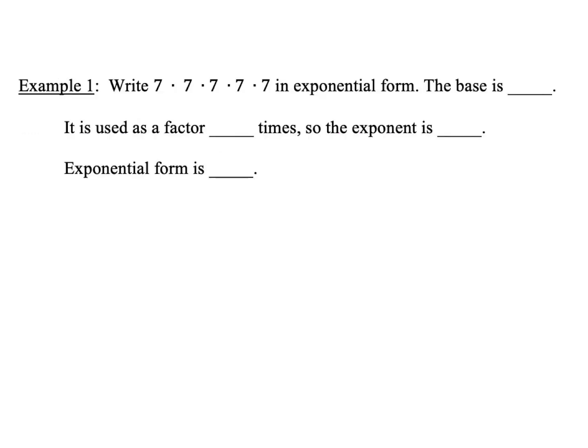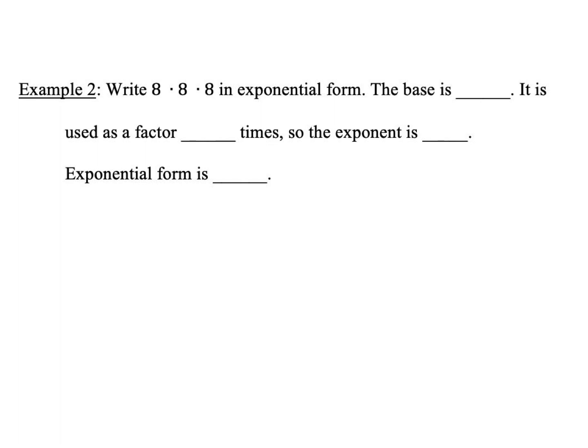So let's look at example number 1. We want to write 7 times 7 times 7 times 7 times 7 in exponential form. The base is 7. It is used as a factor 1, 2, 3, 4, 5 times. So the exponent is 5, and we write it as 7 to the 5th power. Example number 2. We have 8 times 8 times 8. So the base is 8. It is used as a factor 3 times, so the exponent is 3. We write it in exponential form as 8 to the 3rd power.